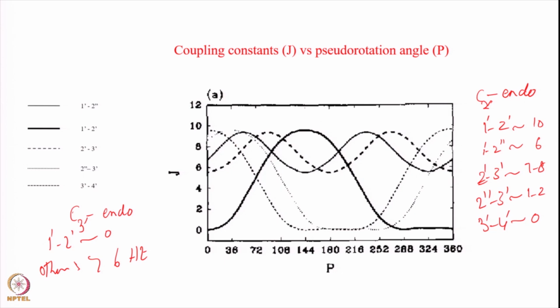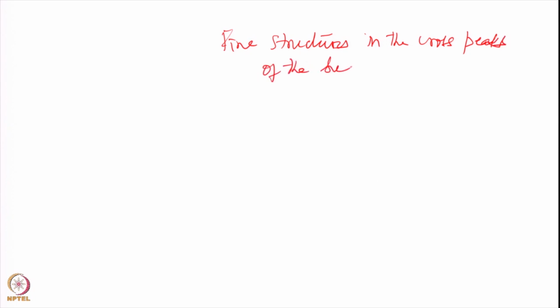So we will have to calculate the sugar geometry fine structure for this. Therefore we will try and calculate that in the COSY, we will have to use the COSY spectrum. So fine structures in the cross peaks of the sugar ring.